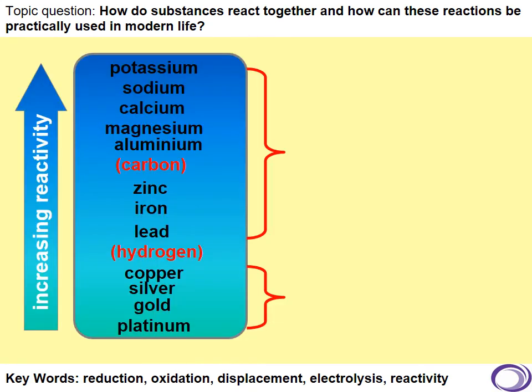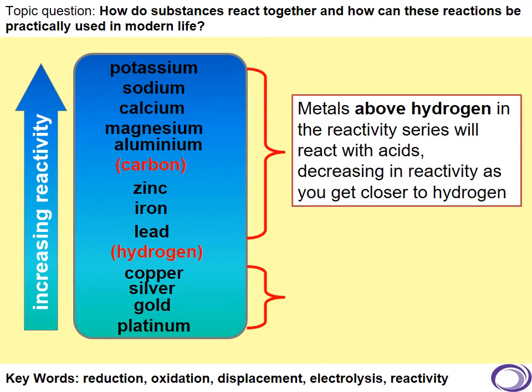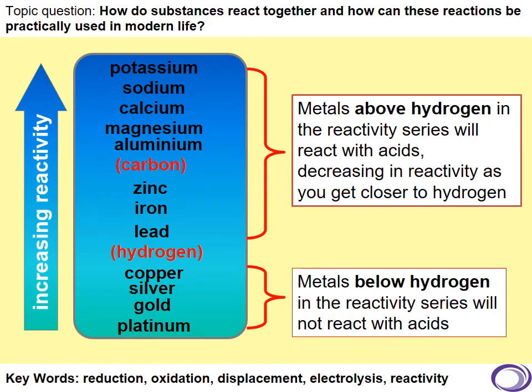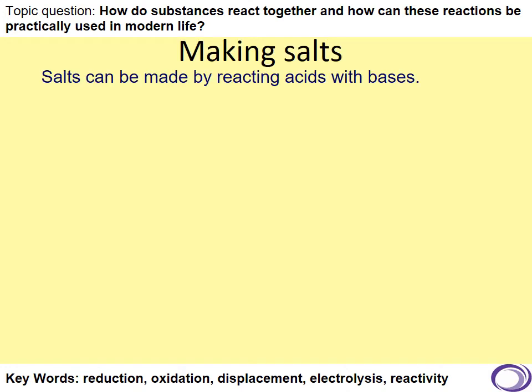So we can see that metals will have different reactivities with acid. Because all acids contain hydrogen, metals above hydrogen will react with acids. And as you get closer to hydrogen, that reactivity decreases. Metals below hydrogen then will not react with acids. When metals and metal compounds react with acids, they produce salts.